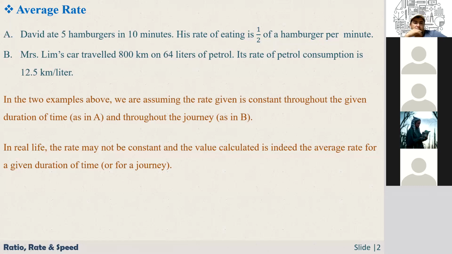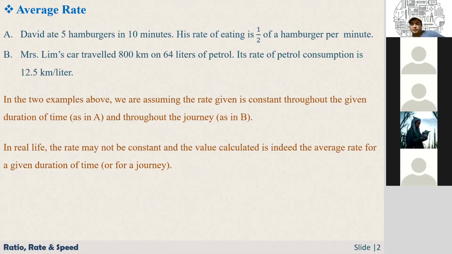Adilhan, do you have energy to read the first sentence? In A, David ate 5 hamburgers in 10 minutes. His rate of eating is 1/2 of a hamburger per minute. B. Mrs. Lim's car traveled 800 kilometers on 64 liters of petrol. Its rate of petrol consumption is 12.5 kilometers per liter. Okay, thank you very much.